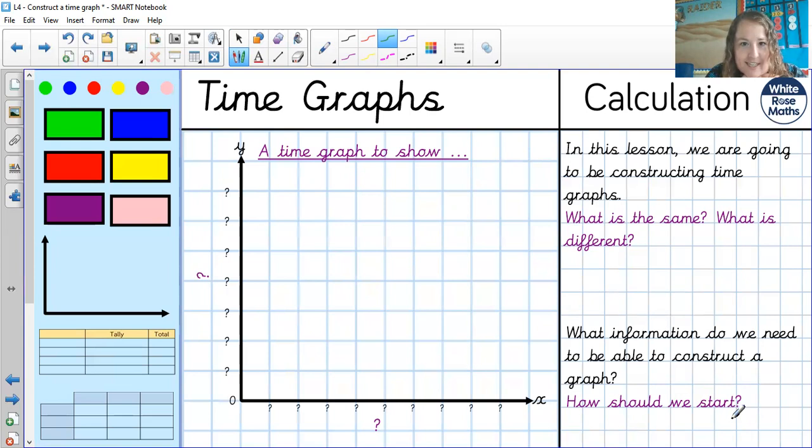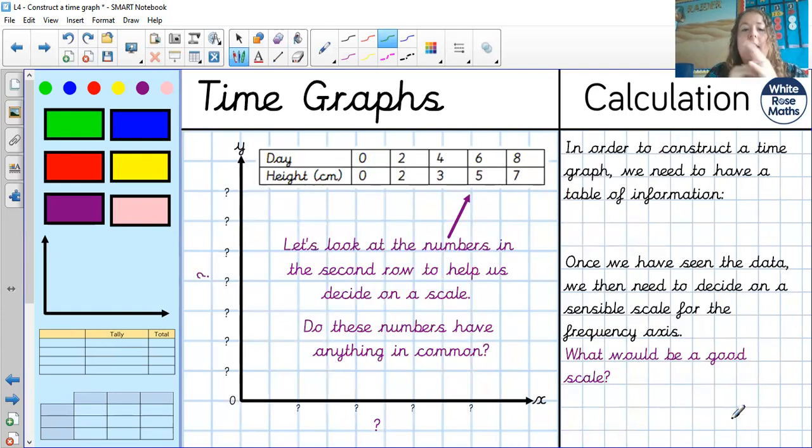Hopefully you're saying no, because we haven't actually got on the data. So let's have a look at this then. Let's look at this data here. I've got day on one side and I've got height on the bottom here. So days in 0, 2, 4, 6, 8, and then height in centimeters, 0, 2, 3, 5, 7.